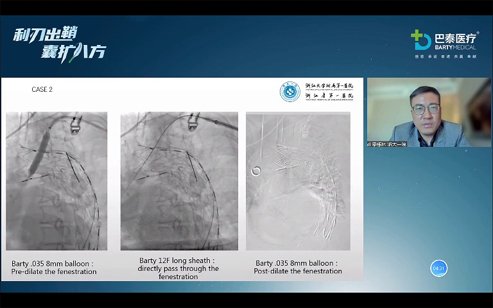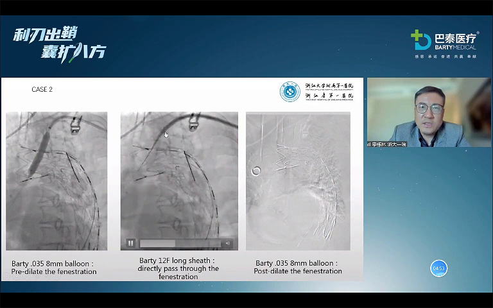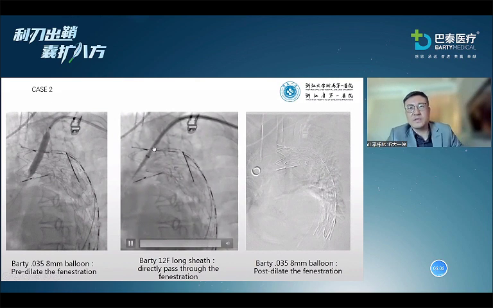We know that the release of the Y-bond does not need the sheath. And for the Y-bond, we need a long sheath to protect. And how can we enable the long sheath to go through the fenestration? Actually, for the long sheath, there are certain requirements. We need sometimes the balloon to lead the sheath. It's a 12F long sheath. It's big and also it's long.